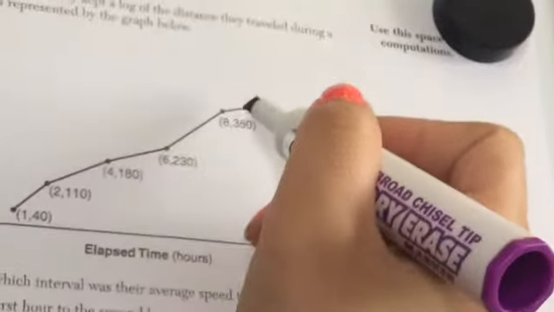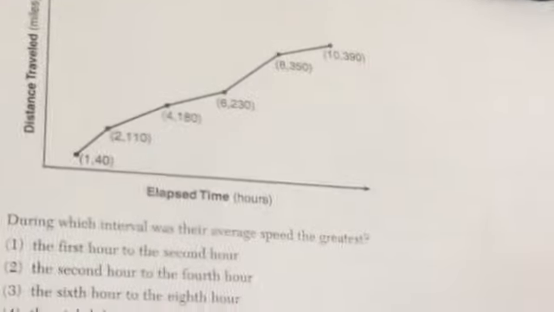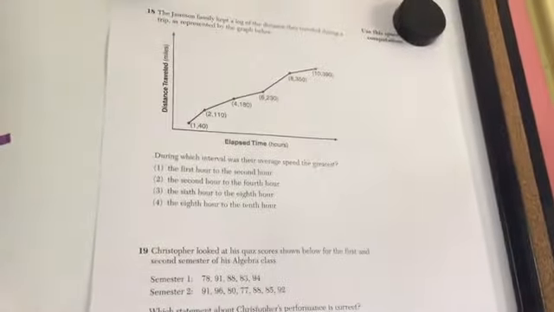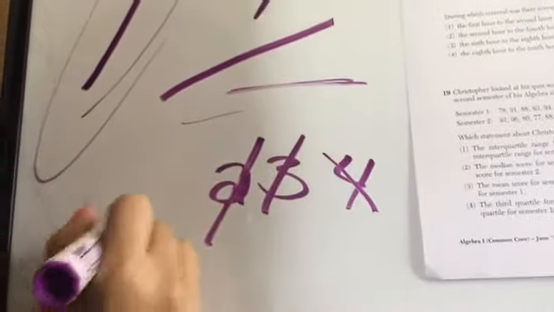Number 3, the 6th hour to the 8th, is pretty this way, but it's over 2 hours. So it is not more than the first one. And then the 4th one, this to this, is pretty horizontal. So it's not that one either. So it has to be number 1.